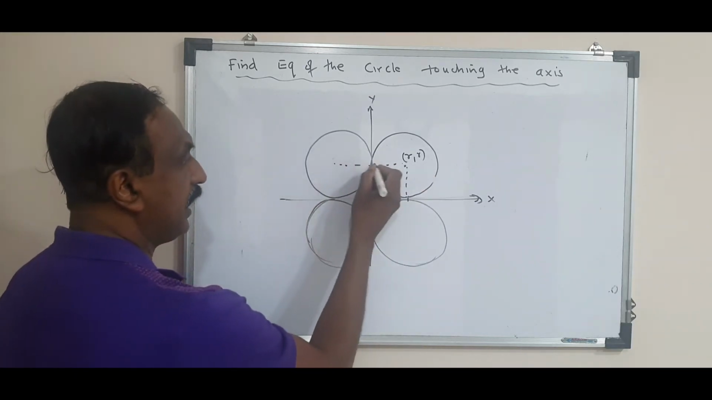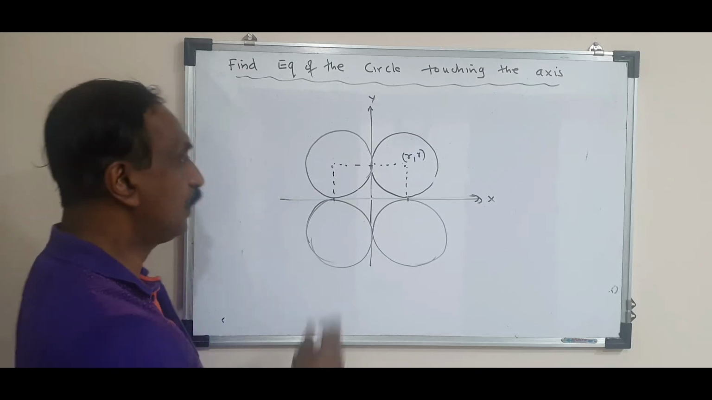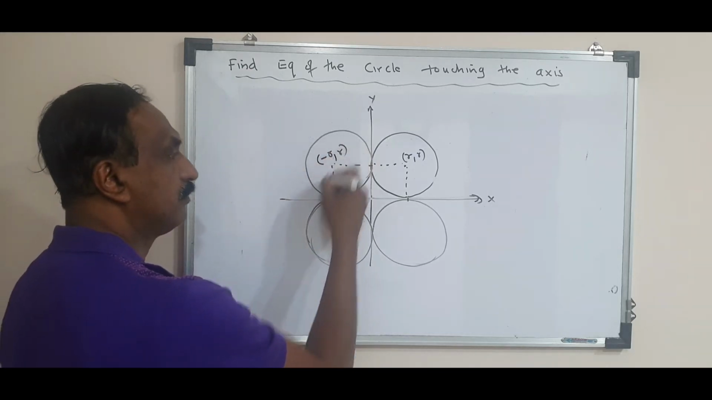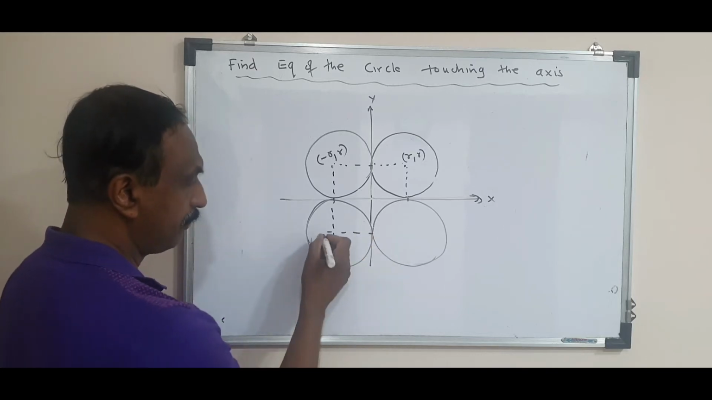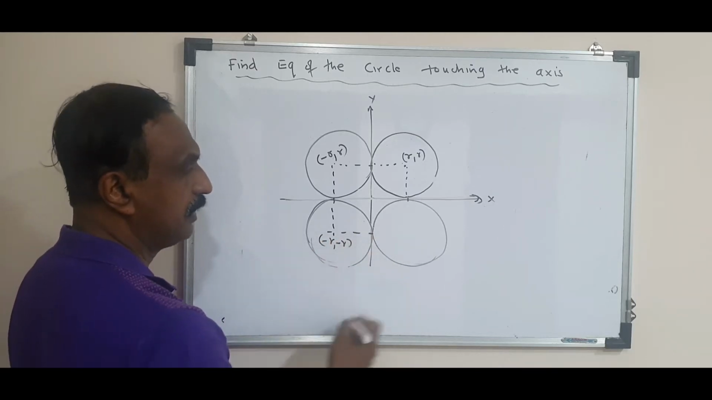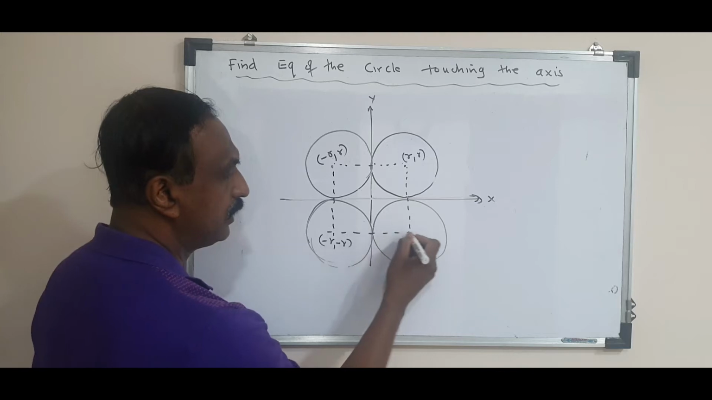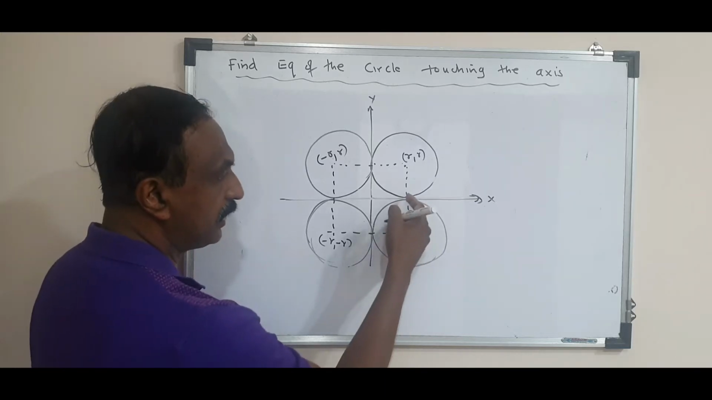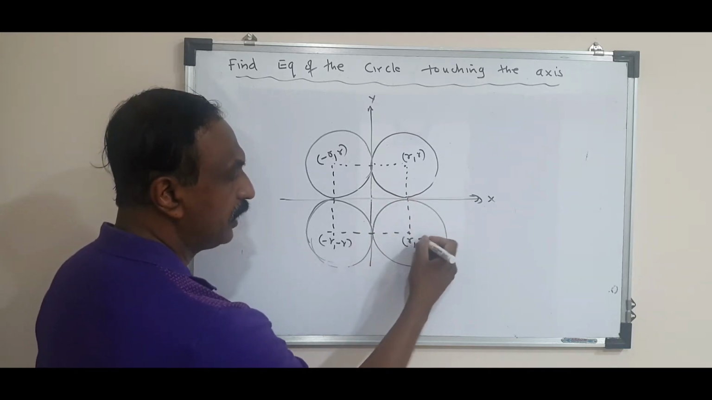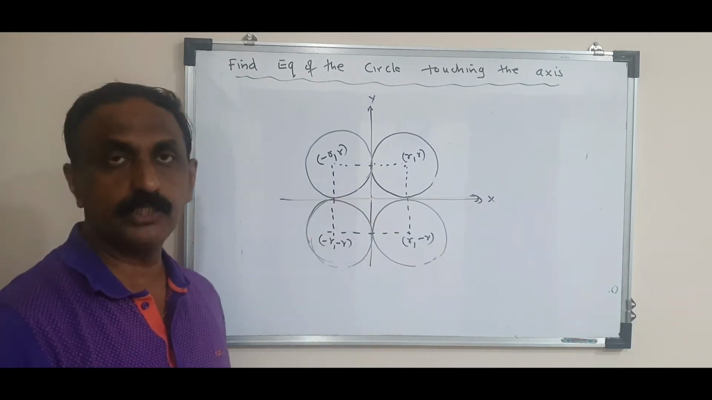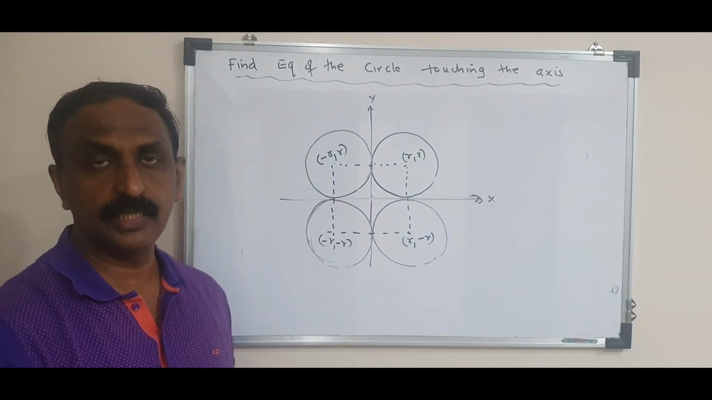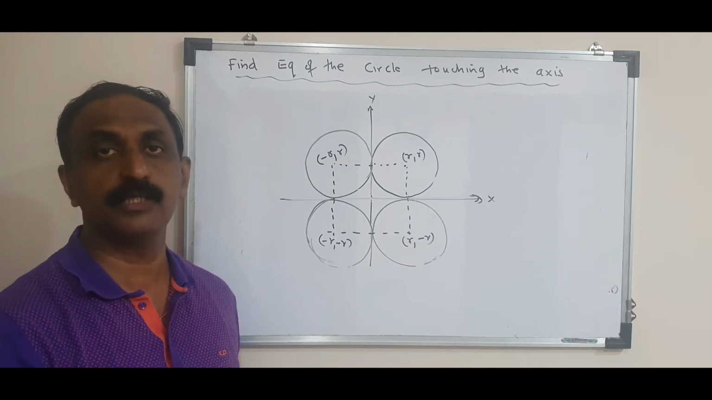If it lies in the second quadrant, naturally the center will become (-r, r). If it lies in the third quadrant, the center will become (-r, -r). And if it lies in the fourth quadrant, the x-coordinate will be positive and the y-coordinate will be negative, so (r, -r). So you need to keep these 3 points here: circle touching the x-axis, touching the y-axis, and touching both the axes.